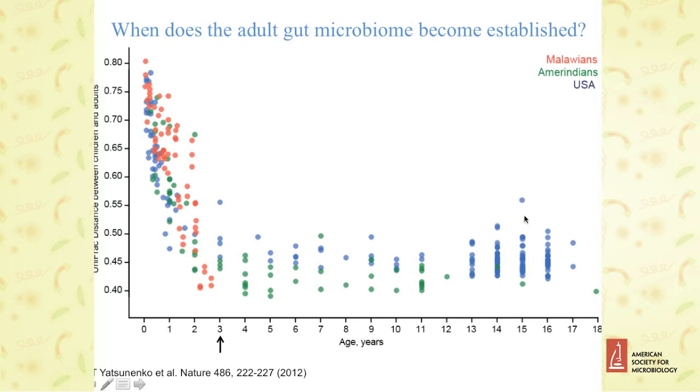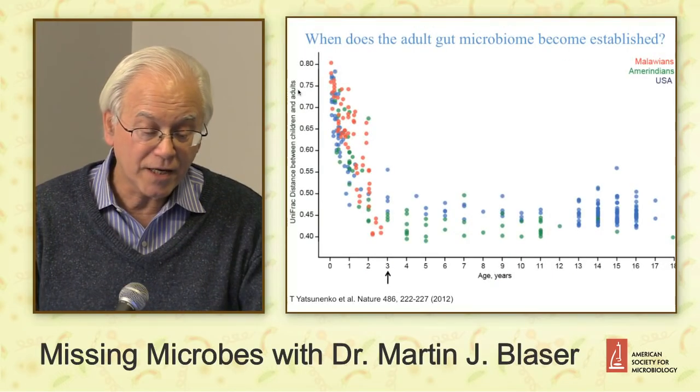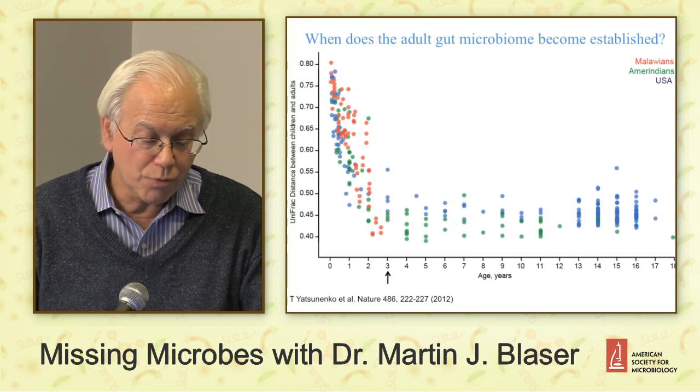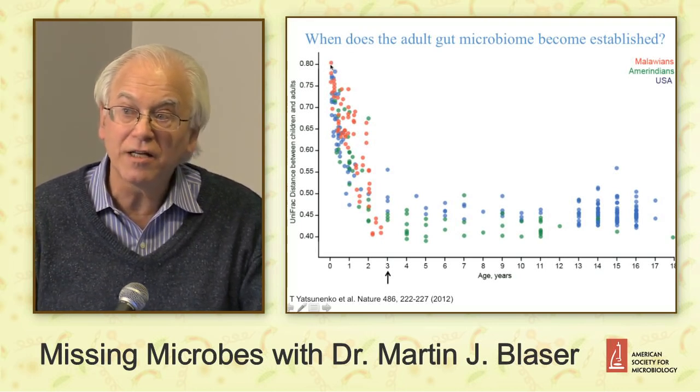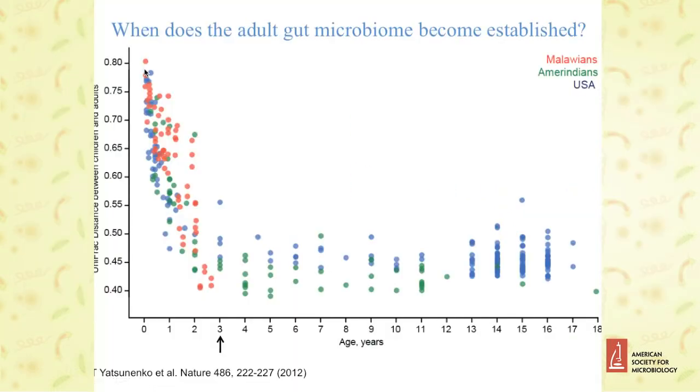And in this graph, each circle is the composite of the gut microbiome in one individual. The x-axis is age during childhood, and the y-axis is something called the unifrac distance between children and adults. And this is actually an index of dissimilarity. And what the data show is that when babies are born, when they're young infants, their microbiome is very unadult-like. And then gradually and progressively, it becomes more and more adult-like until it is.